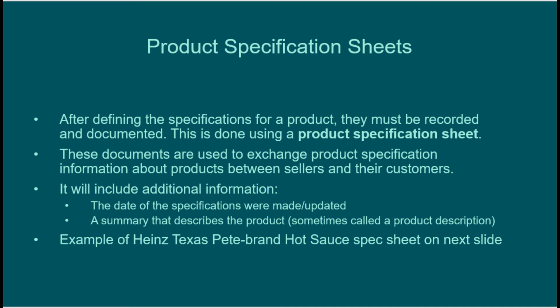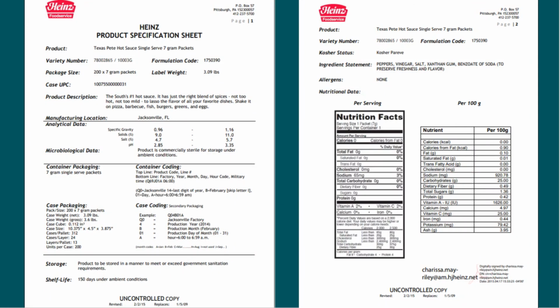If you want to see an example, I actually have one here. The one you're going to see on the next slide is from Heinz. It's a hot sauce, their Pete brand. So I can just take a look at it with you guys right now. So yeah, this is Heinz's product specification sheet for their Pete brand hot sauce.